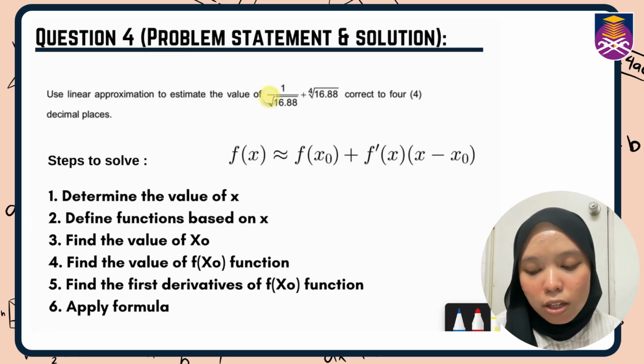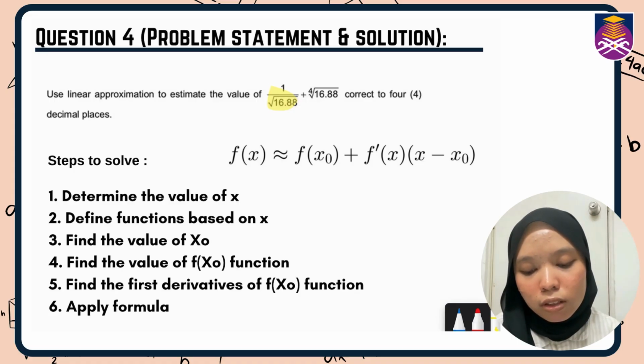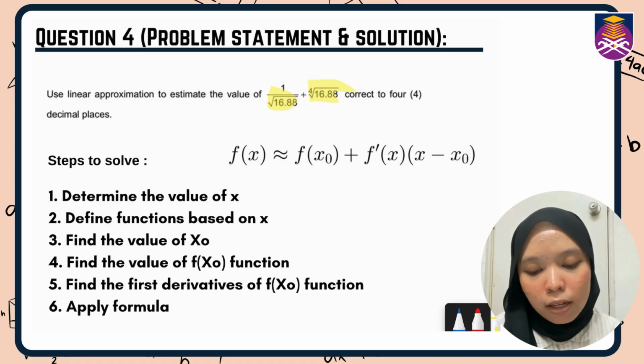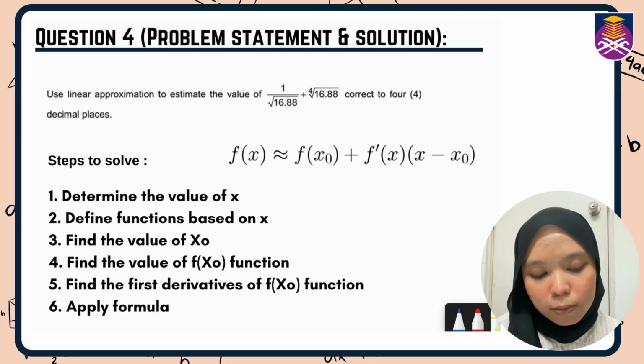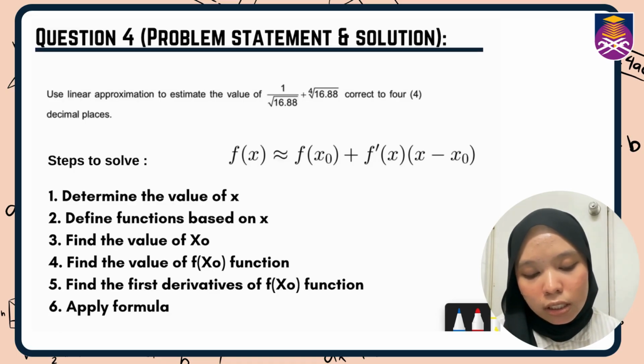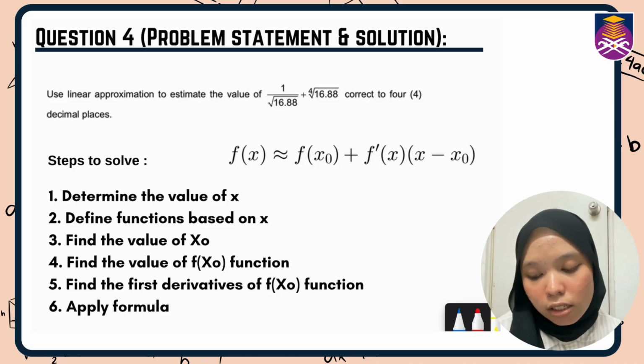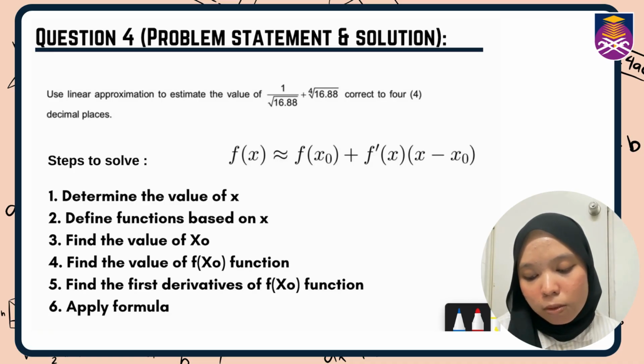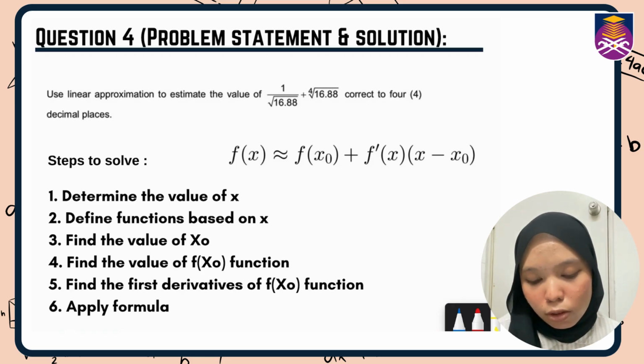The question asks us to use linear approximation to estimate the value of 1 over square root of 16.88 plus the fourth root of 16.88 correct to 4 decimal places. So there's 6 steps to solve this question. The first step is to determine the value of x, and then we define the function based on x. The third step, we find the value of x naught, and then we find the value of the function f of x naught. Then we find the first derivative of f at x naught, and then lastly we apply the formula.